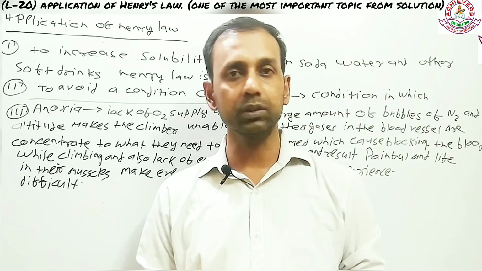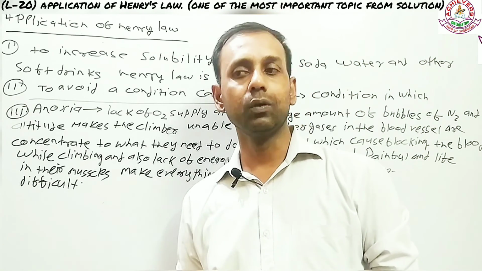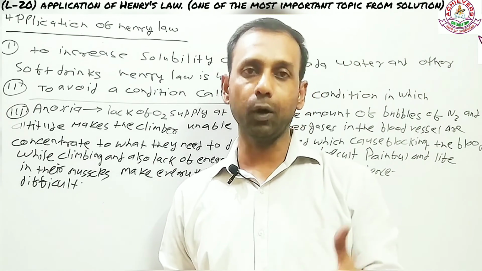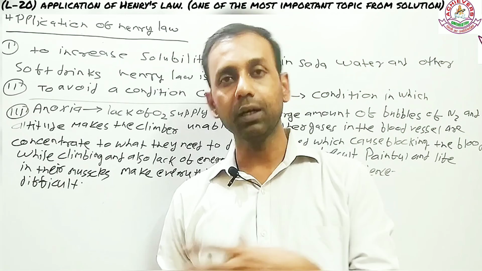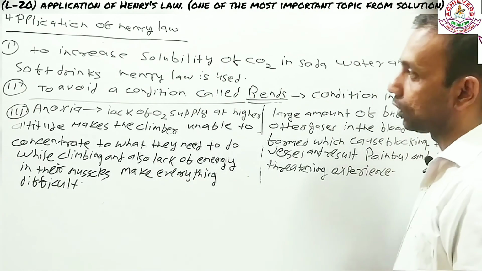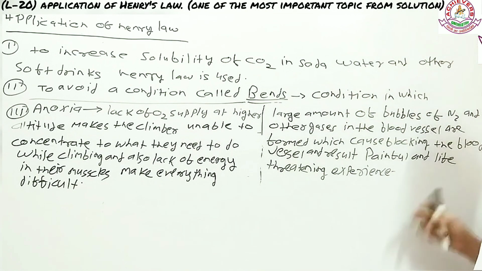Now what's the solution? The solution is they need to carry oxygen inside a cylinder, so that as soon as they start having the problem, they can breathe using the air from the oxygen cylinder. So these are some of the very important applications of Henry's law as per the NCERT, but there may be more. I don't remember it right now.